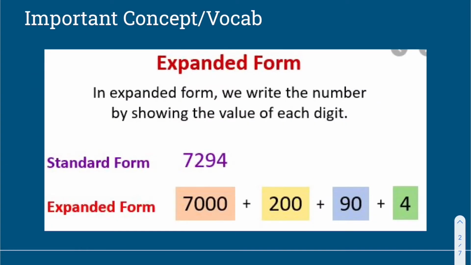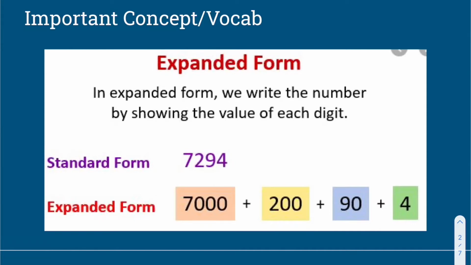One important concept and vocabulary term that we've talked about earlier is expanded form. And this is going to be super helpful when working through our area models. Expanded form is breaking up the number and writing it in a way that shows the value of each digit. So if you look at the numbers below, the first number is 7,294.